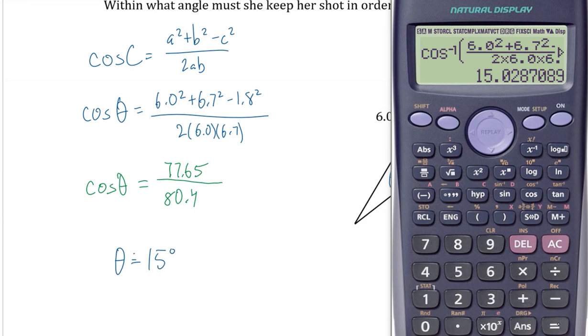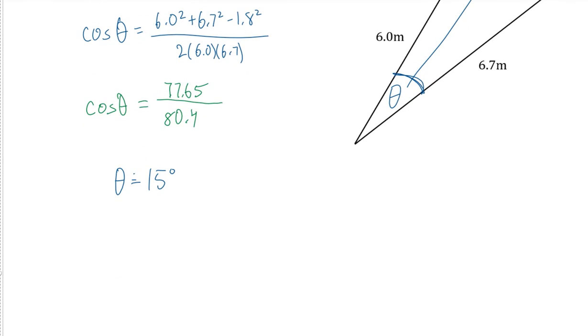So that's a pretty small angle that you have to shoot within, and the further back you are, the smaller the angle is. And of course, we all know that the further back you are, the harder it is to score, no matter what sport you're playing, right? So therefore, she must shoot within 15 degrees.